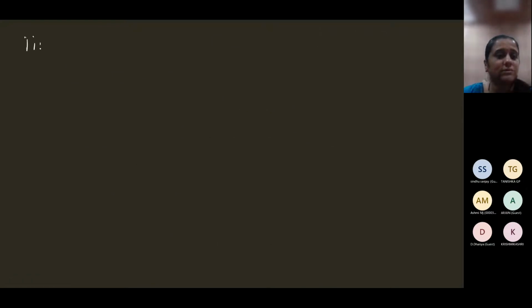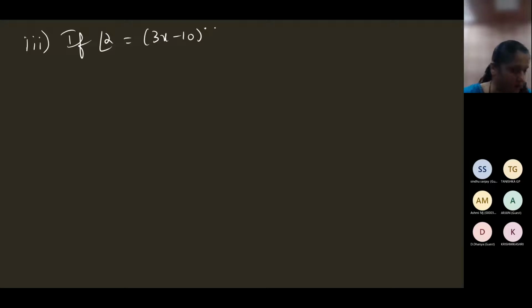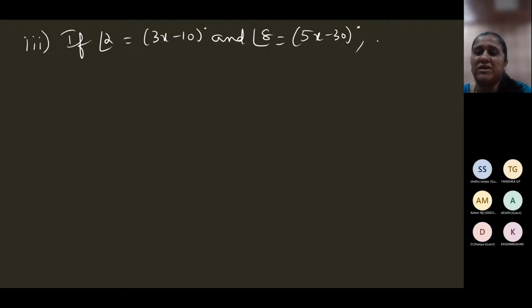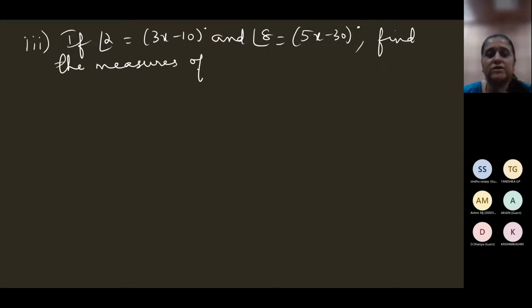Third subdivision, same figure. If angle 2 is equal to 3x minus 10 degrees, and angle 8 is equal to 5x minus 30 degrees, determine the measures of angle 2 and angle 8.